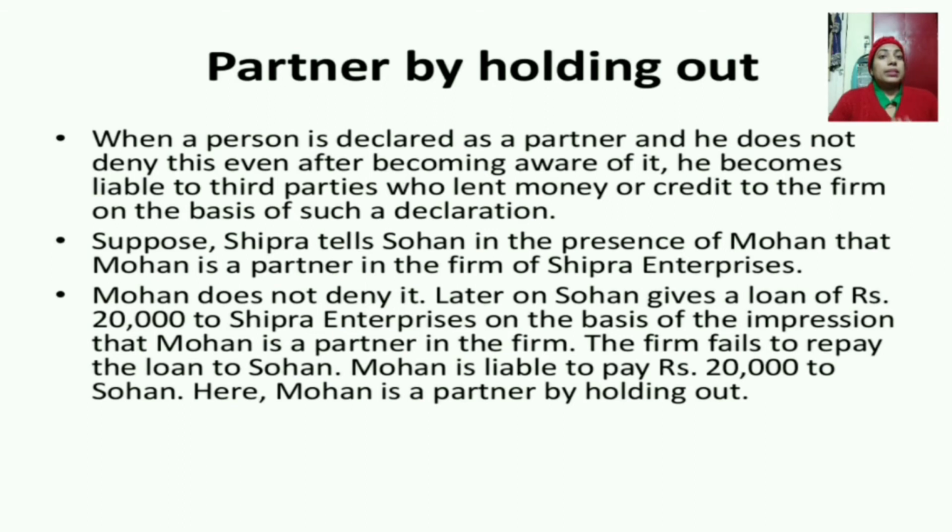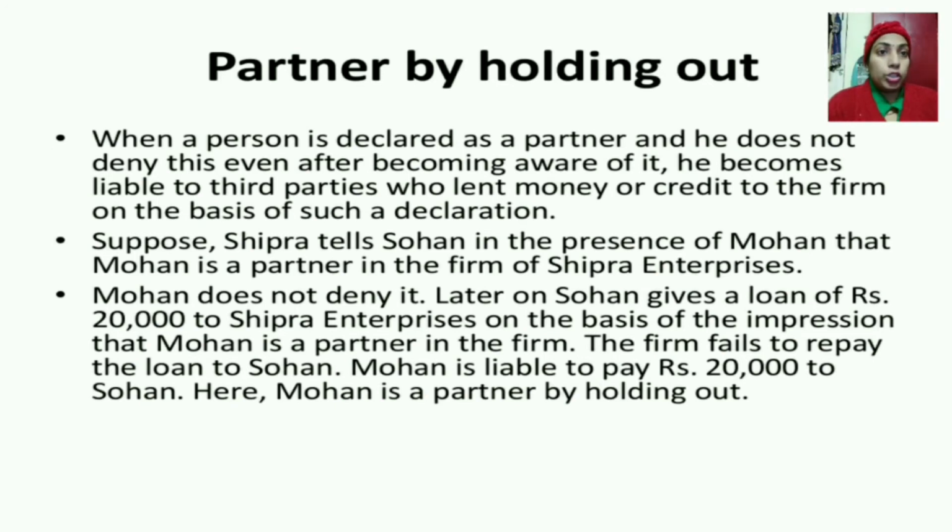Now, when a person is declared to be a partner of the firm, and he does not deny this even after becoming aware of it, he becomes liable to the third party who lends money or credit to the firm on the basis of such declaration.